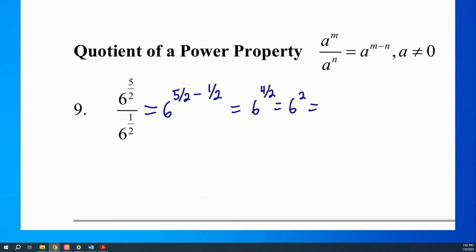And what is 6 squared? 36. So again, 6 to the 5/2 over 6 to the 1/2 looks really nasty. But then when we're allowed to simplify, we get to something nice, kind of like 36.